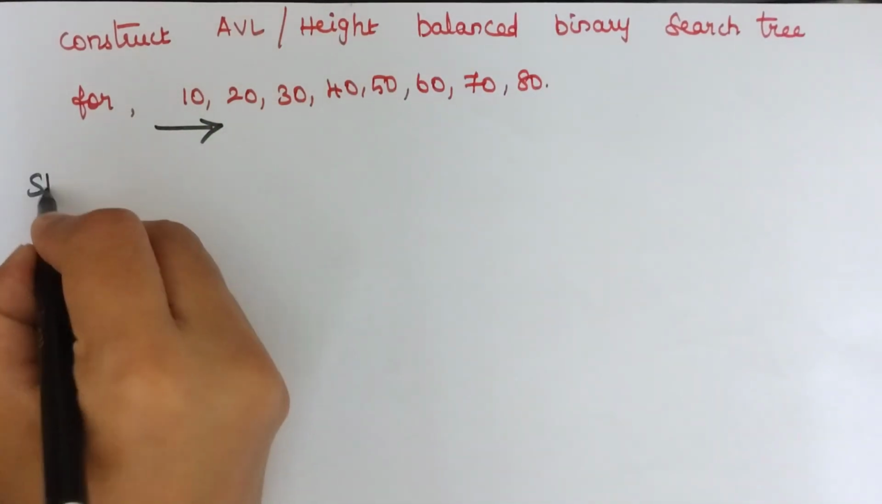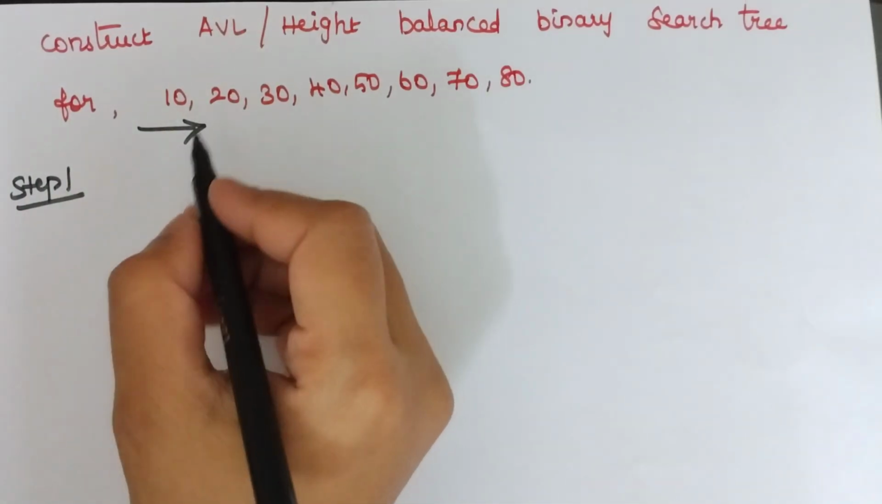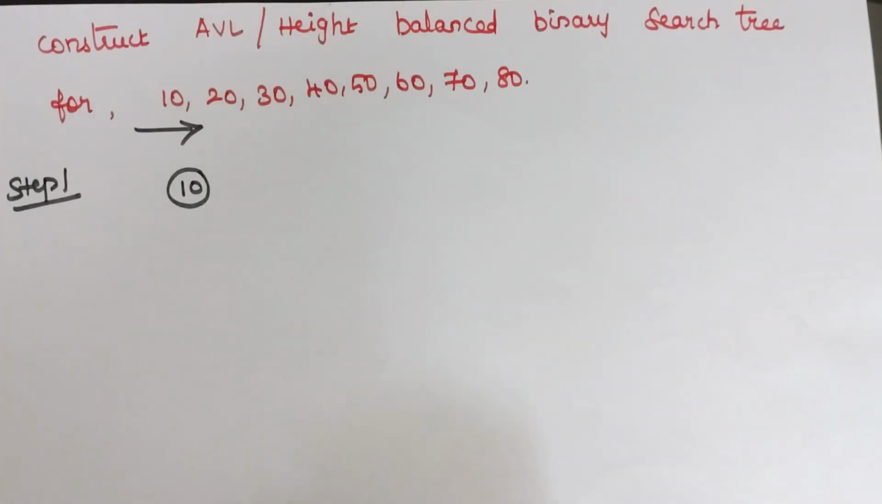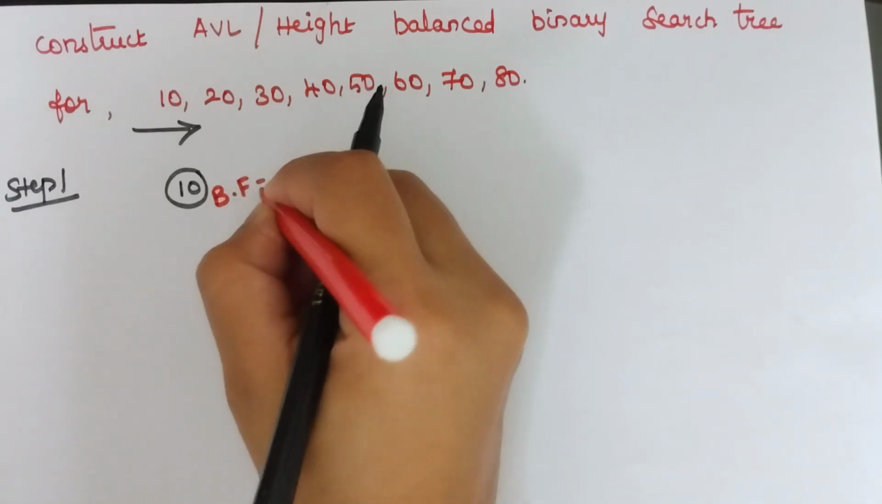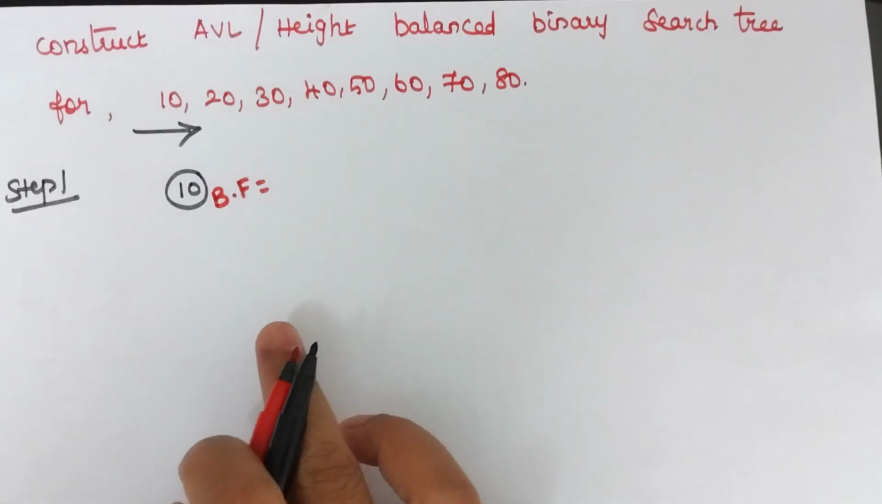So what is our step 1? Step 1 is inserting the value 10 into an empty binary search tree. So directly I am inserting the value 10 into the empty binary search tree. Now after inserting 10, you need to find the balance factor, because you are constructing an AVL tree, that is a height balanced binary search tree.